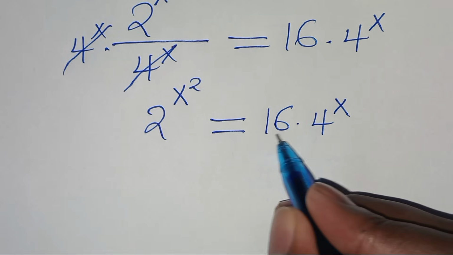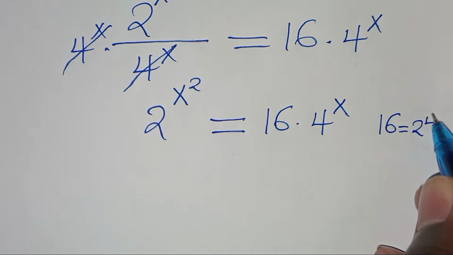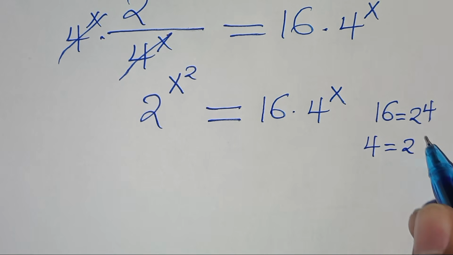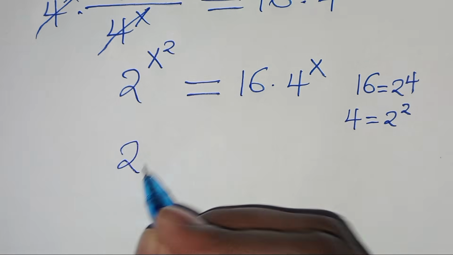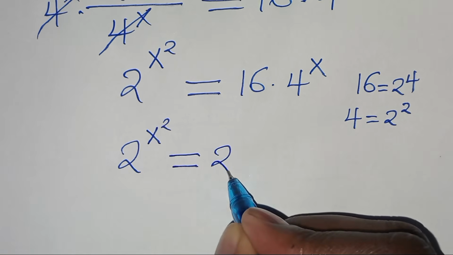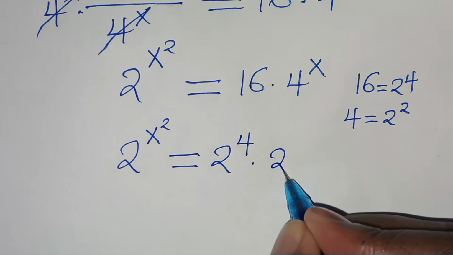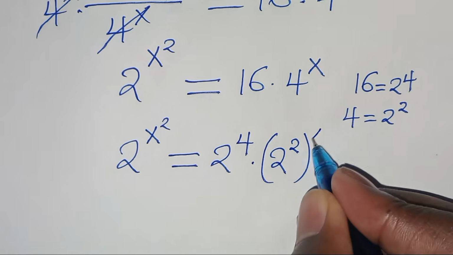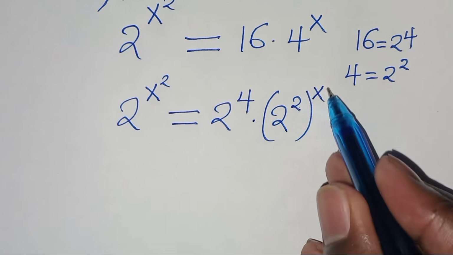We can express 16 as 2 to the power of 4, and we can express 4 as 2 to the power of 2. So this means that we have 2 to the power of x to the power of 2 equal to 2 to the power of 4, which is the same thing as 16, times 2 to the power of 2, which is 4, then raised to the power of x. That is 2 to the power of 2 to the power of x.